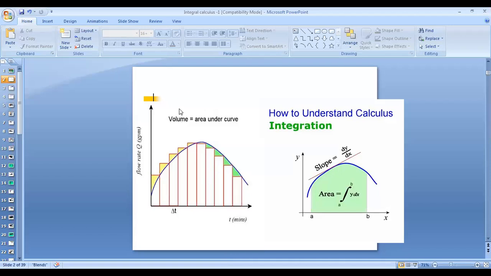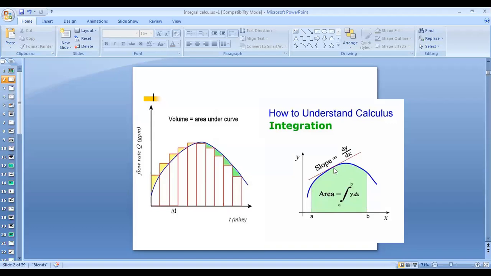The concept of integration involves, suppose this is the time and this is the flow rate of any fluid. We can suppose this is the main curve f of x, y equals f of x, and these are the values x equals a and x equals b. So this is the enclosed area. If you want to find this area, we have to use integration like this.